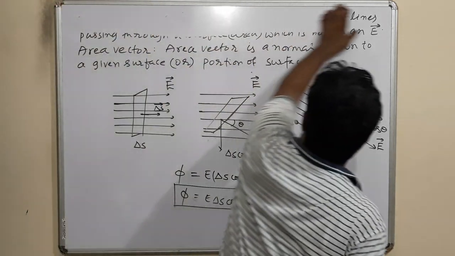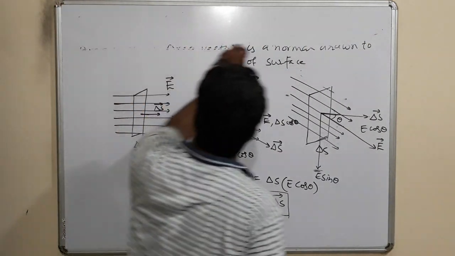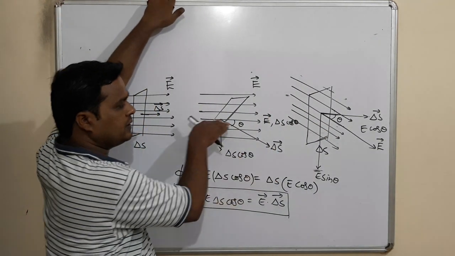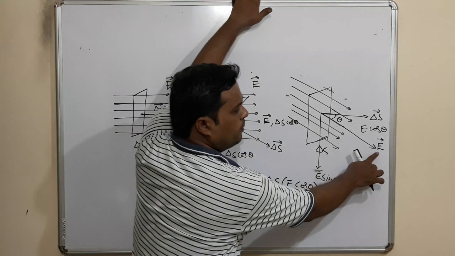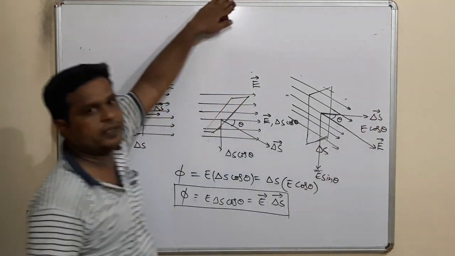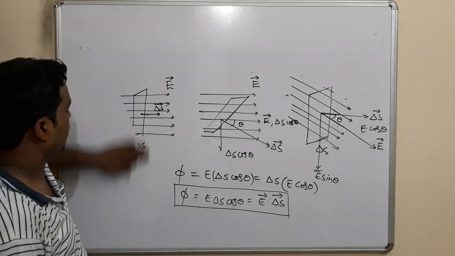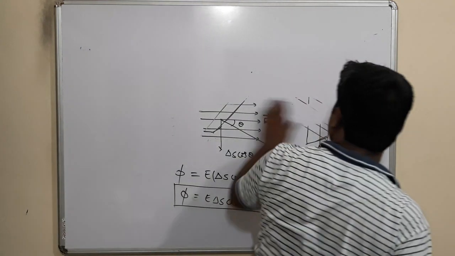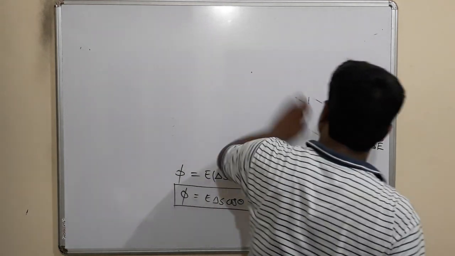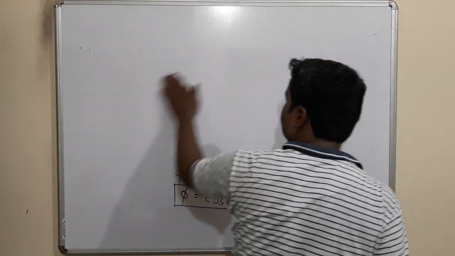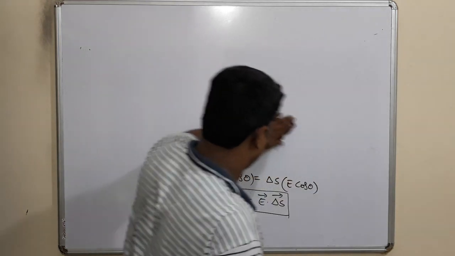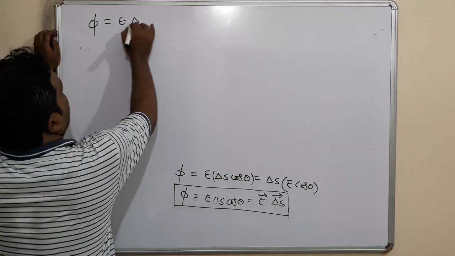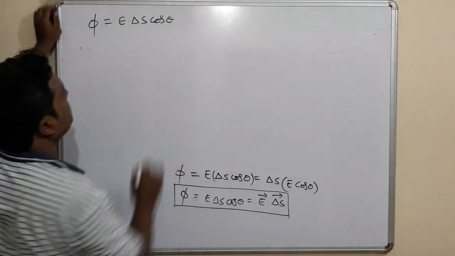Let us see. This is the component of delta S which is along the field, or the component of electric field which is along delta S. That component will decide how many lines will be passing. Therefore, the formula becomes electric flux is equal to E delta S cos theta, or E dot S. Then flux will be given by electric field into delta S cos theta.